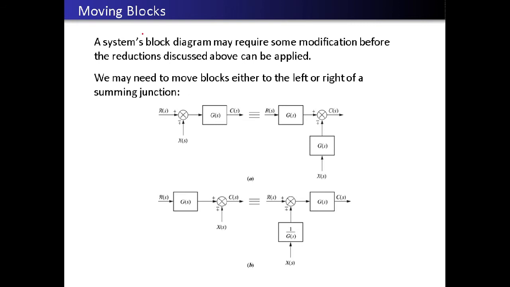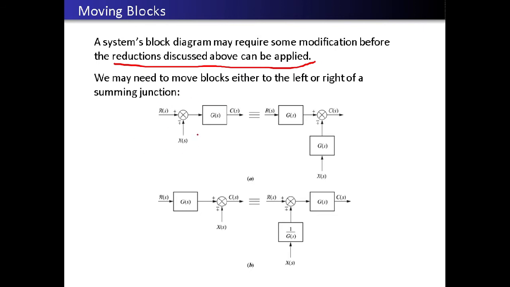Now how can we move the blocks around? So let us take an example that a system block diagram may require some modification before the reduction discussed above can be applied. So sometimes we have to move the summing point and block around to find the easiest way to deal with your cascade, parallel and feedback form. So we may need to move blocks either to left or right of the summing junction.